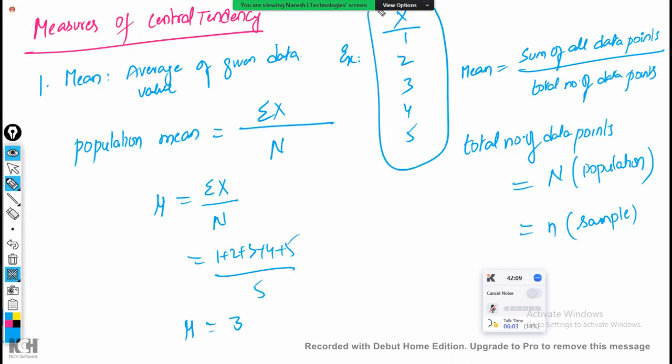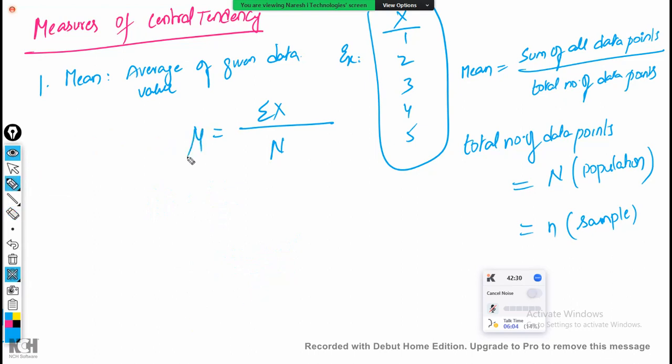Assume the given data is population data, then the population mean is given by the symbol mu. Now, coming to the sample mean. Mu is nothing but sigma x by capital N. The sample mean is given by x bar.